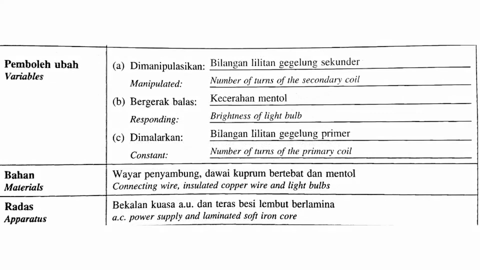Variables: manipulated, number of turns of the secondary coil. Responding: brightness of light bulb. Constant: number of turns of the primary coil. Materials: connecting wire, insulated copper wire and light bulbs. Apparatus: A.C. power supply and laminated soft iron core.